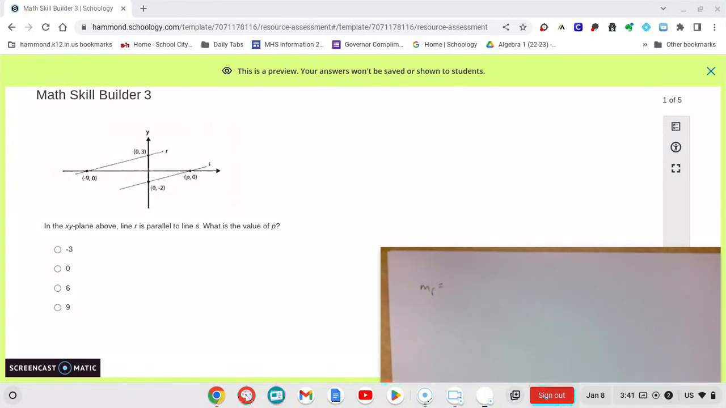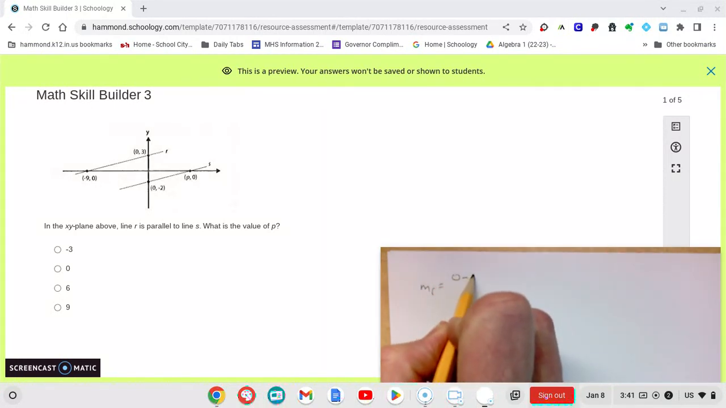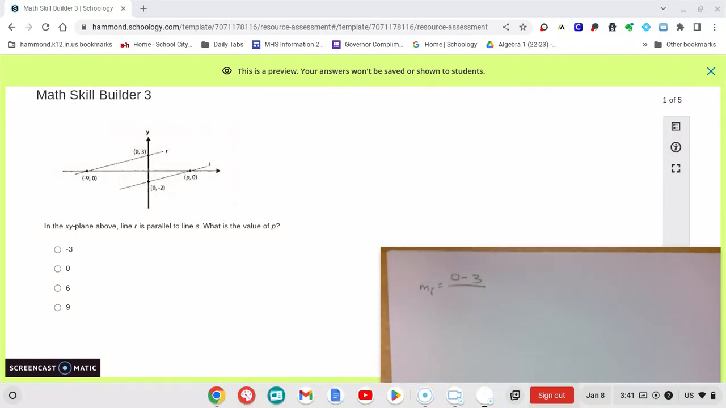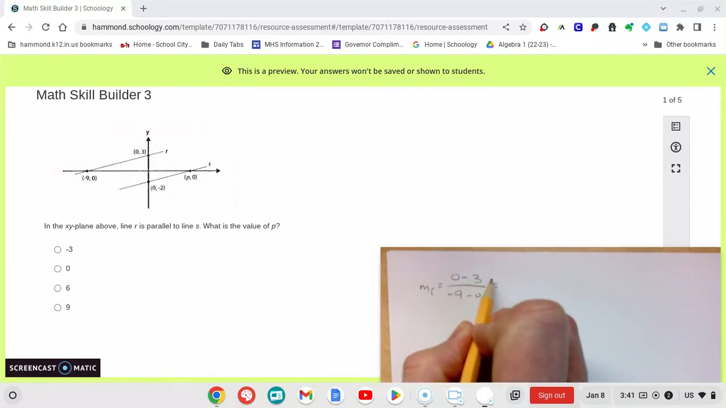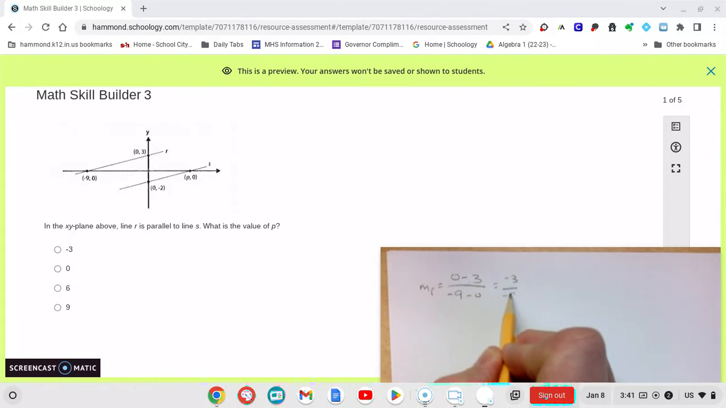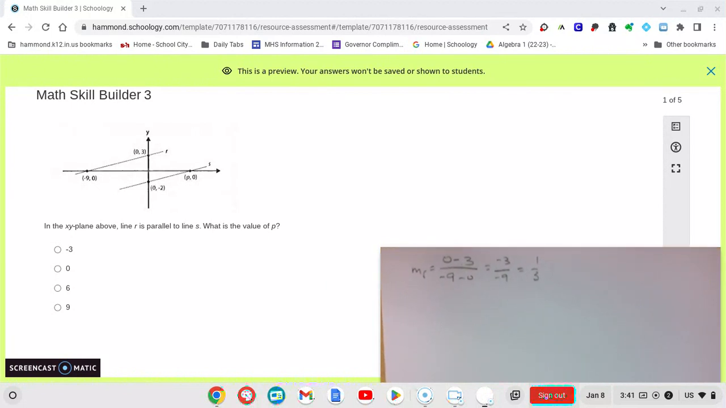So let's just work from left to right. I have 0 minus 3. And then my x coordinates are negative 9 and 0. So 0 minus 3 is negative 3. Negative 9 minus 0 is negative 9. So I have a slope of 1/3 for line R.